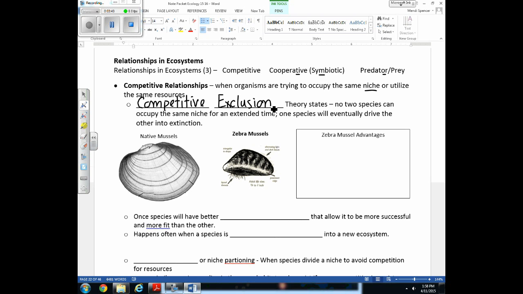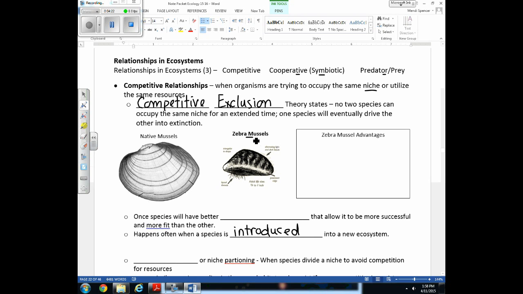In most ecosystems that are stable, we really don't see this competitive exclusion theory play out, because each organism in that ecosystem has its own niche. But whenever we have a situation where a species is introduced or it's exotic and we accidentally introduce it into that ecosystem, then we see this competitive exclusion theory play out. So a good example is with the native mussels that we have in our freshwater ecosystems in North America, and this introduced species, the zebra mussels.